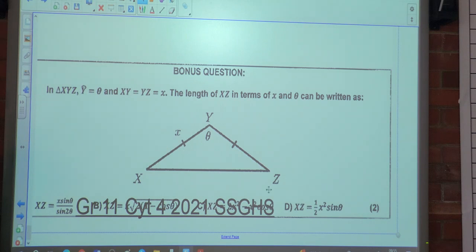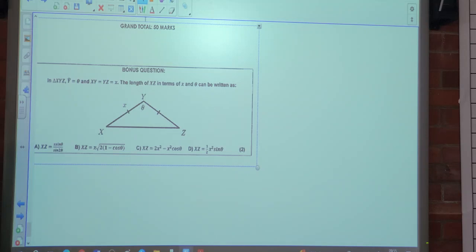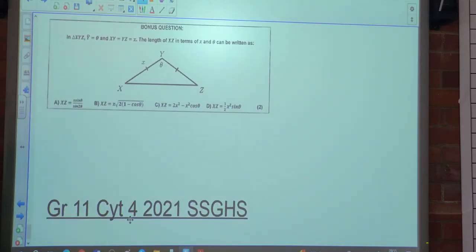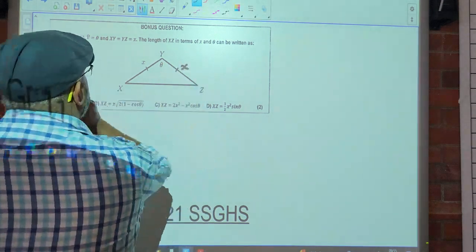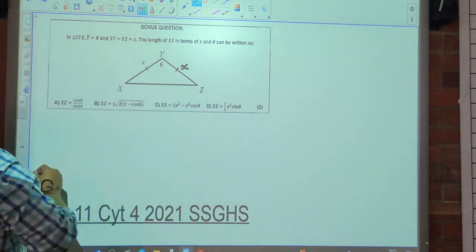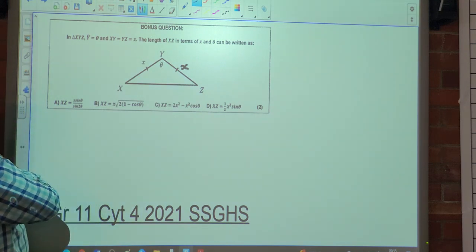Okay. So the bonus question. In triangle XYZ, angle Y is theta, and XY is equal to YZ, which is equal to x. Let's put the x here. The length of XZ in terms of theta can be written as. People, we have two lengths and an included angle. So which rule is this? Cos. I can also use the sine rule here.